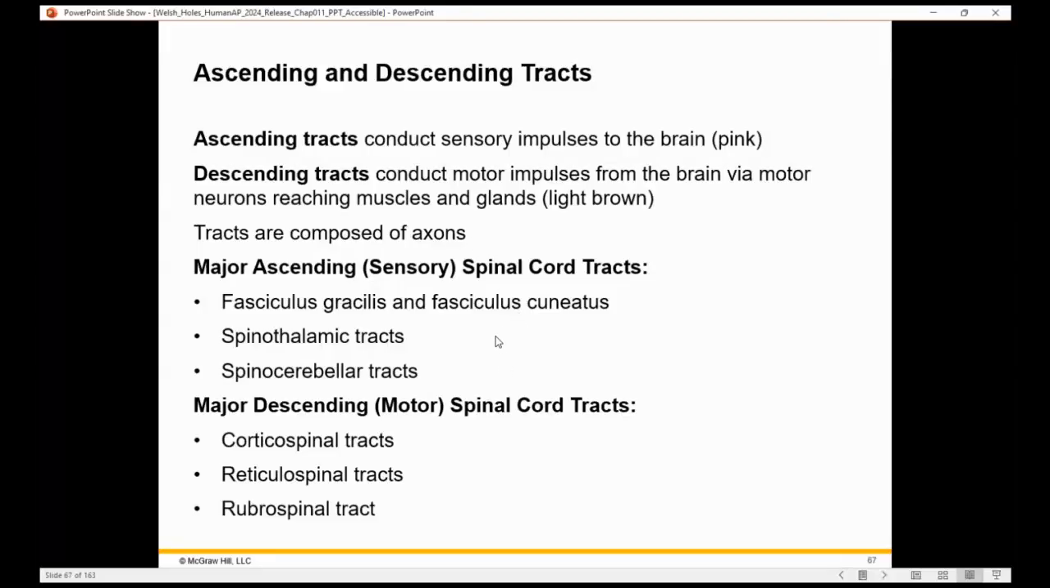So the major ascending or sensory spinal cord tracts are the fasciculus gracilis and fasciculus cuneatus, also the spinothalamic tracts, and the spinocerebellar tracts. The major descending or motor spinal cord tracts are the corticospinal tracts, the reticulospinal tracts, and the rubrospinal tracts.